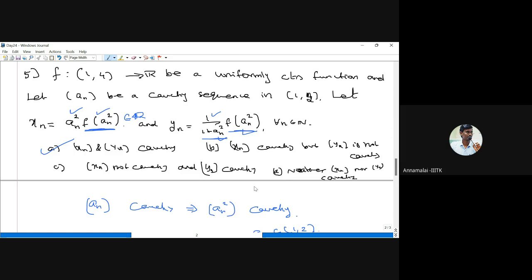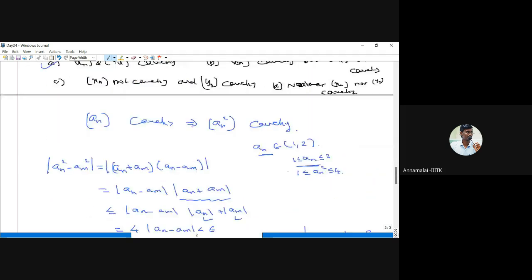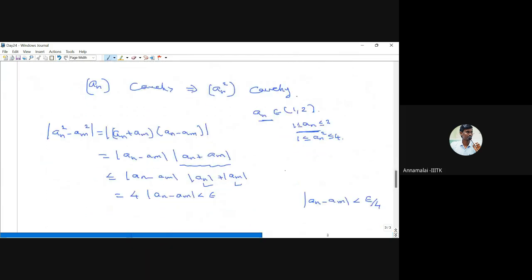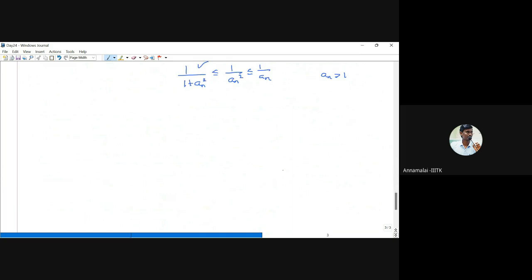Now the next problem. Sixth problem. Find the radius of convergence of the power series summation an x power n, where n equals 0 to infinity.